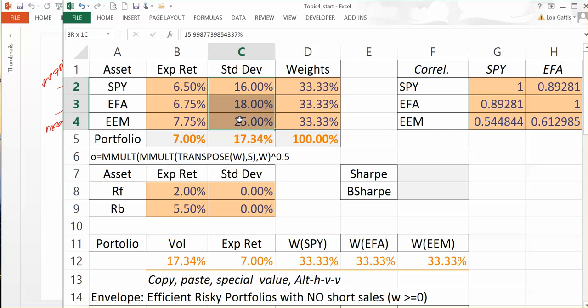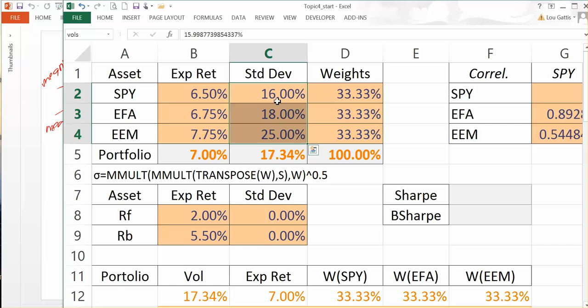And here are my estimates of volatility for these assets. So it's about a 1 year annualized standard deviation. I'm expecting the volatility of the U.S. market to be 16, 18 for EFA, 25 for EEM over the next year or so. And I got that from looking at implied volatilities of 1 year calls and puts. And let's just start with an equal weight portfolio of 1/3 each.